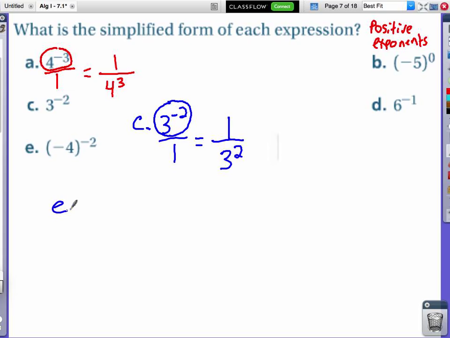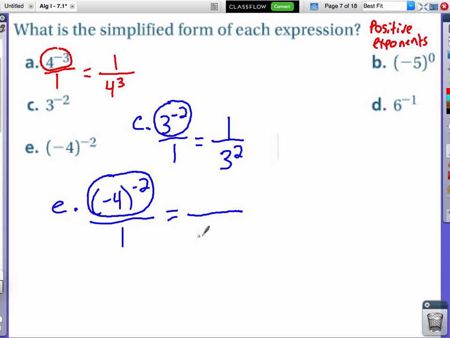Letter E, negative 4 in parentheses, to the negative 2. Again, a number in parentheses needs to stay in parentheses. So we're going to make it a fraction. Anytime we have negative exponents, we make the problem a fraction. Circle any negative exponent with its base. So here's the negative exponent. So when we rewrite this, on the bottom we have negative 4 in parentheses, and we make the exponent positive, and on top we just put a 1.